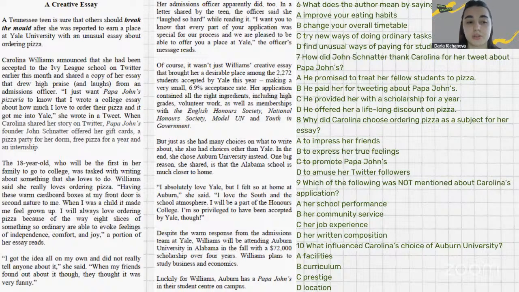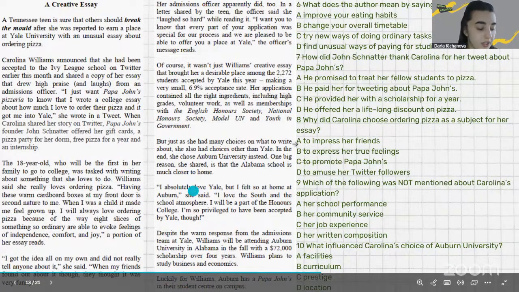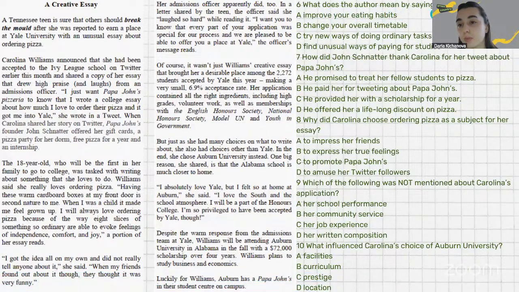So, we are going to start with the first part. And here we can see, what does the author mean by saying break the mold? So we can take a look at this part because it is mentioned here, and we can understand that this is answer C because she says that she earned a place at Yale University with an unusual essay. So pay attention that we have tried new ways of doing ordinary tasks. We rephrase it and we say, she earned a place with an unusual essay.